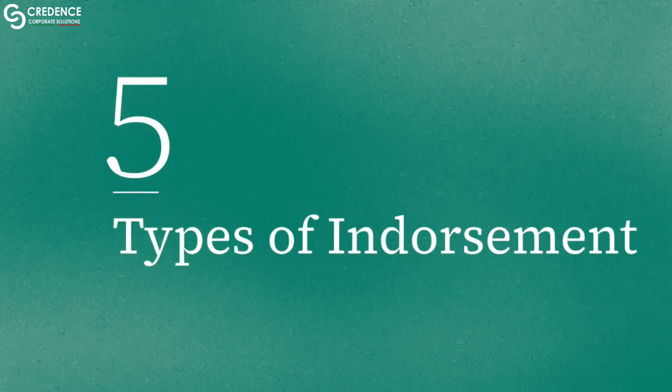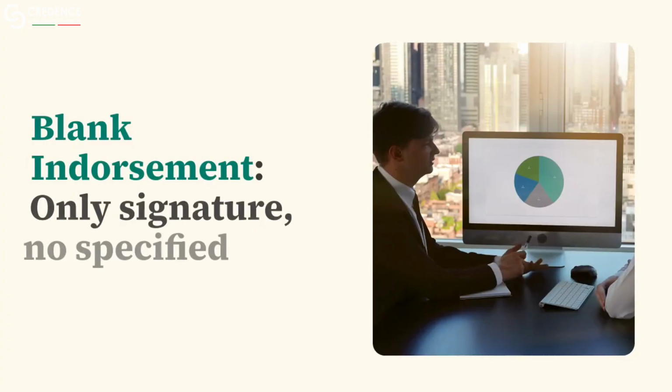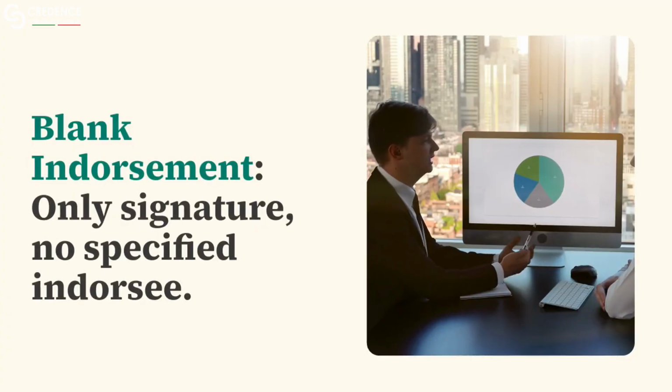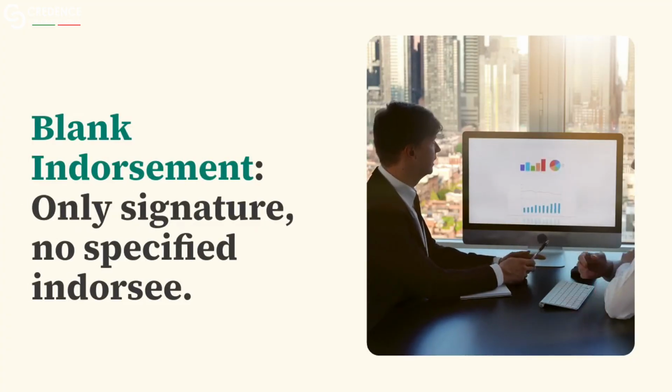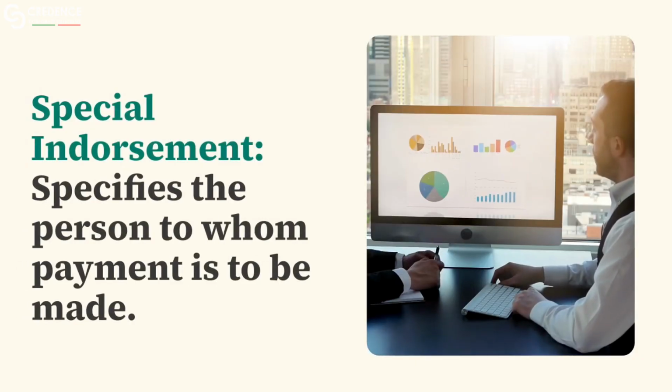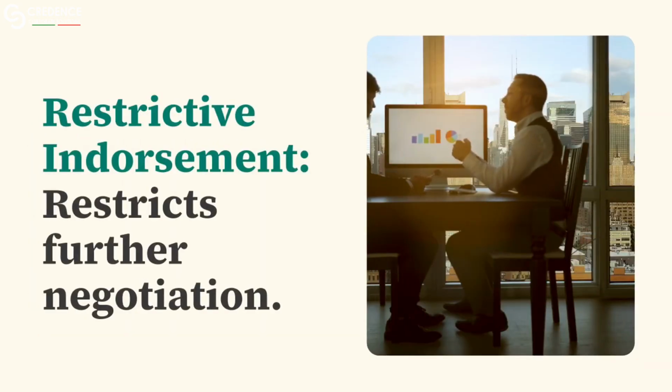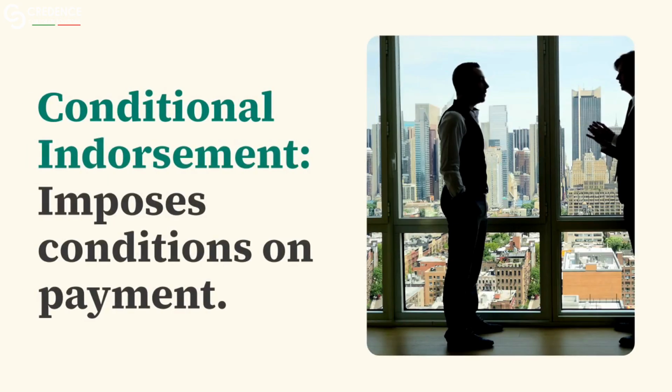5. Types of endorsement. Blank endorsement, only signature, no specified endorsee. Special endorsement, specifies the person to whom payment is to be made. Restrictive endorsement, restricts further negotiation. Conditional endorsement, imposes conditions on payment.